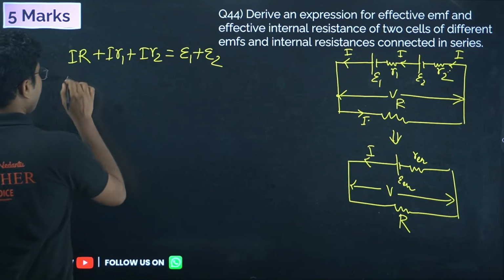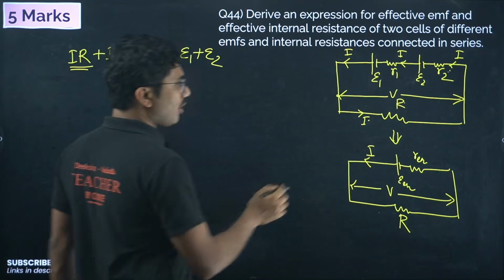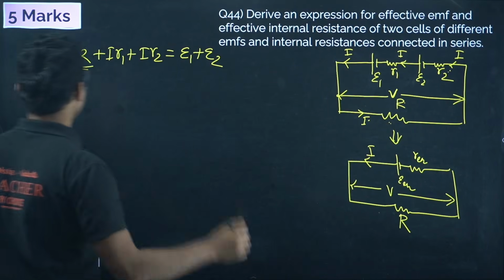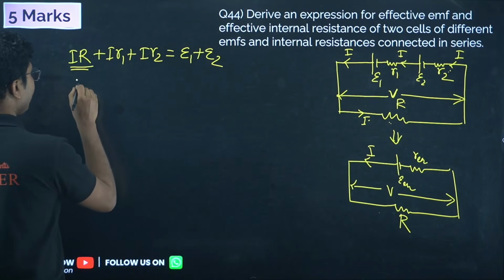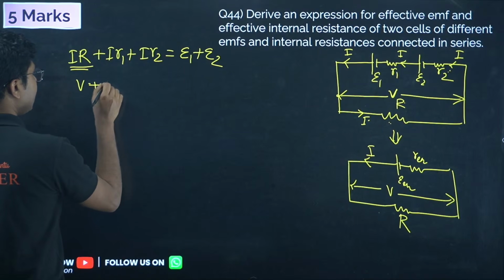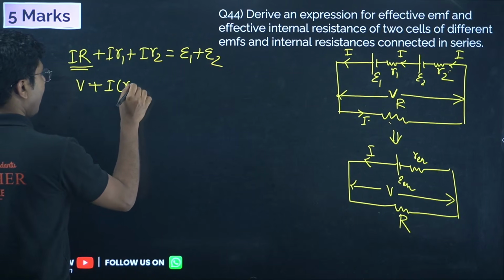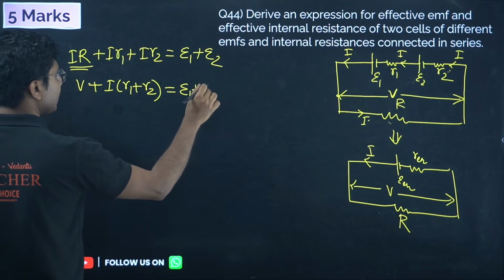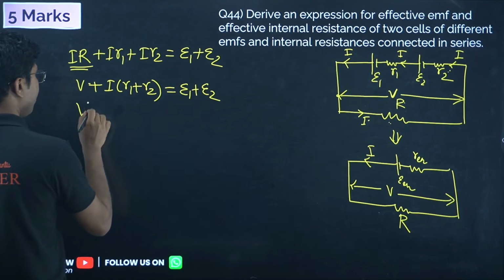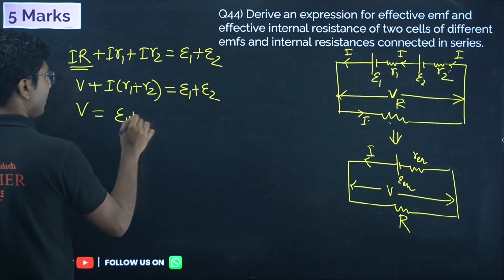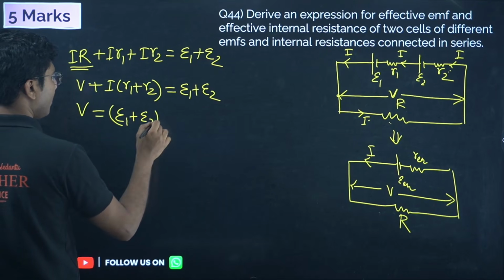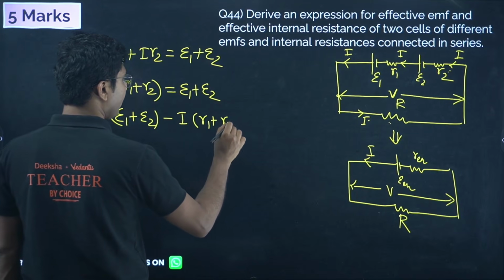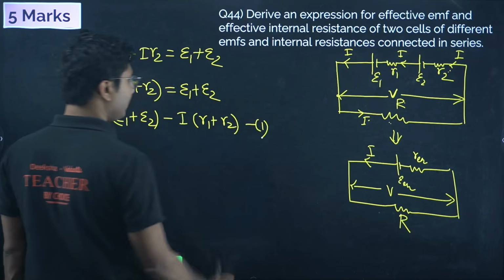Now I into R is the voltage drop across this resistance. So you can say this is the voltage drop V. So V plus I into (r1 plus r2) equals epsilon 1 plus epsilon 2, or V equals epsilon 1 plus epsilon 2 minus I into (r1 plus r2). This is my equation number 1.